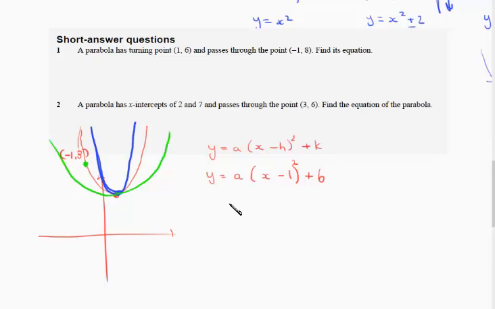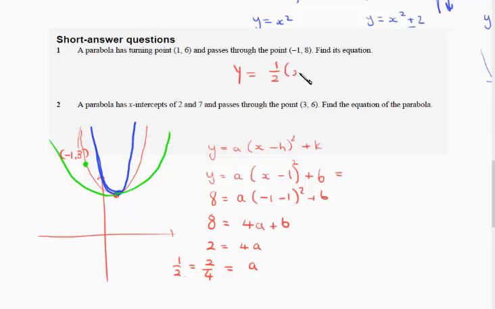Then that will just leave us with a, right? So 8 equals a, which is what we want to find out, times (-1 - 1) squared plus 6. So this is equal to 8. And this is (-2) squared, which is 4. So this is 4a plus 6. You minus 6 there, you get 2. And a is equal to 2/4, which is equal to 1/2. So the whole equation now, the answer, is y equals 1/2 (x - 1) squared plus 6. So that's the answer.